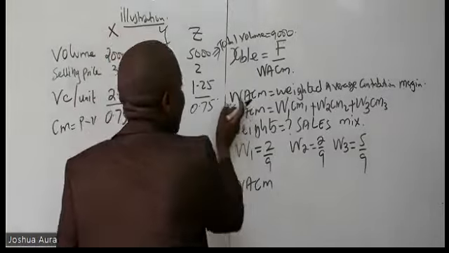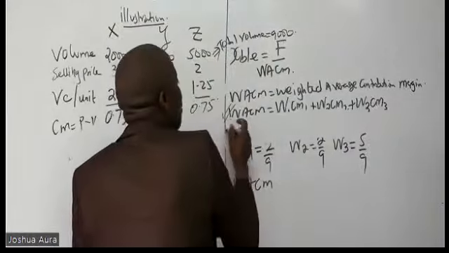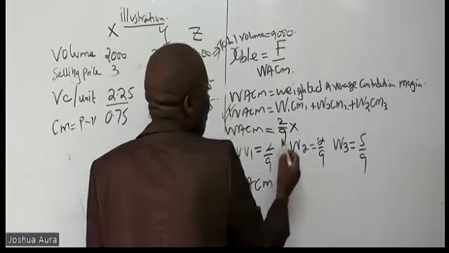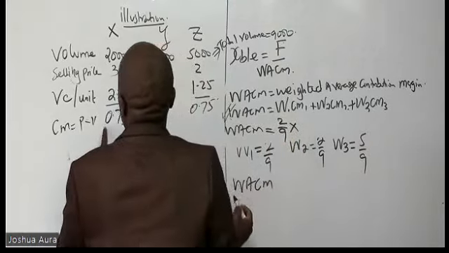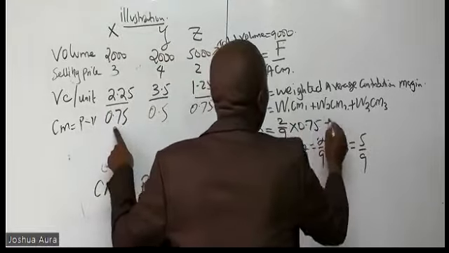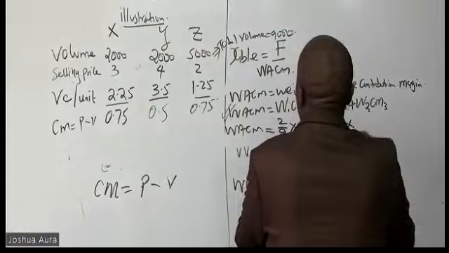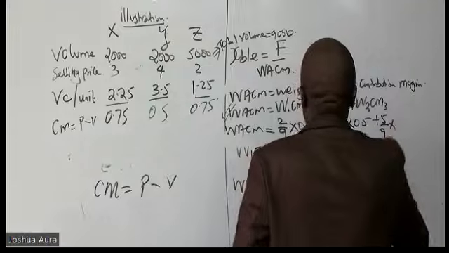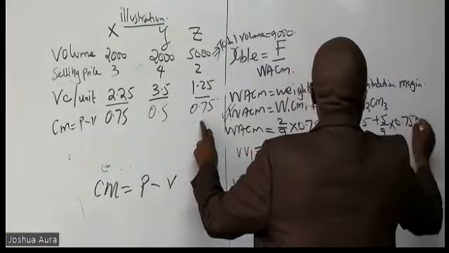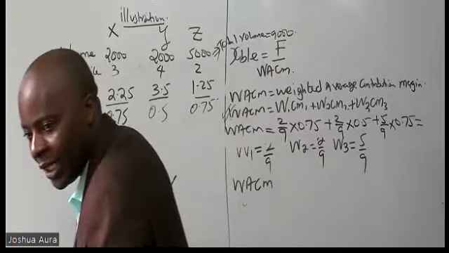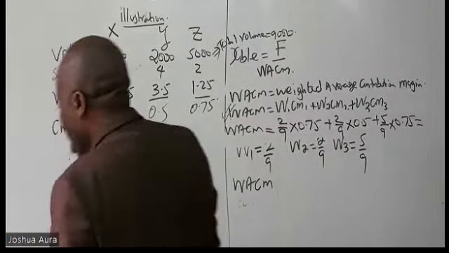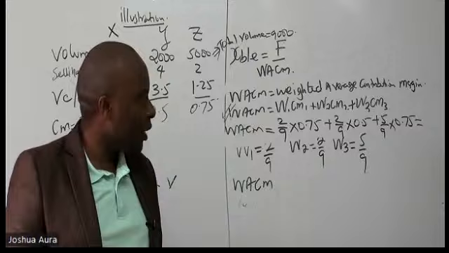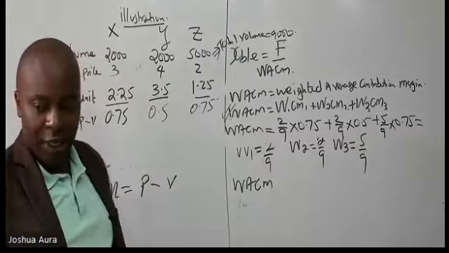Remember what I'm doing? I'm basically plugging in, I'm basically substituting here. So my WACM here will be equal to weight 1, which is 2/9, times contribution margin 1, which is 0.75, plus weight 2, which is 2 over 9, times contribution margin 2, which is 0.5, plus weight 3, which is 5 over 9, times the third contribution margin here, which is 0.75. So at the end of the day, what figures are we getting? So we are getting 0.834. According to my own, the final answer is 0.834.